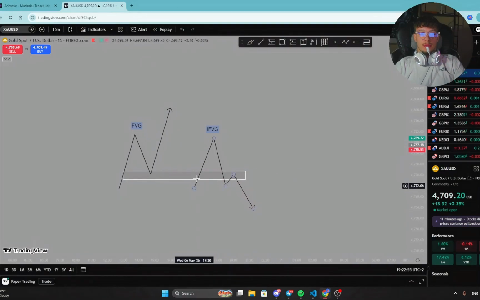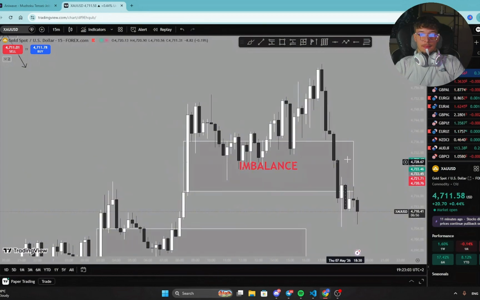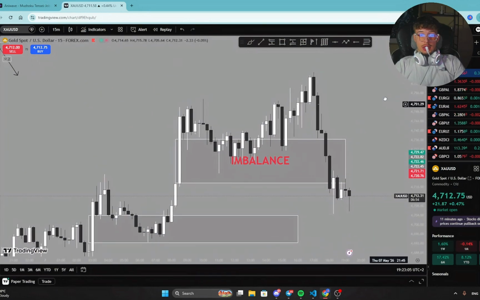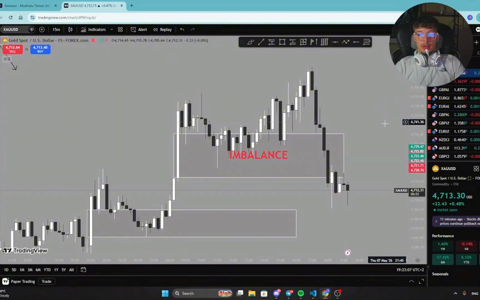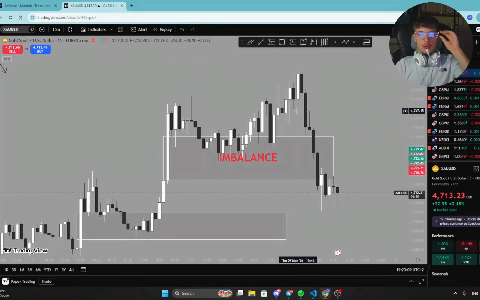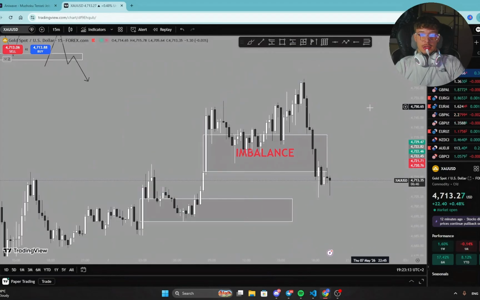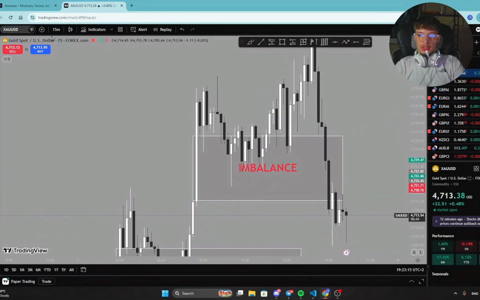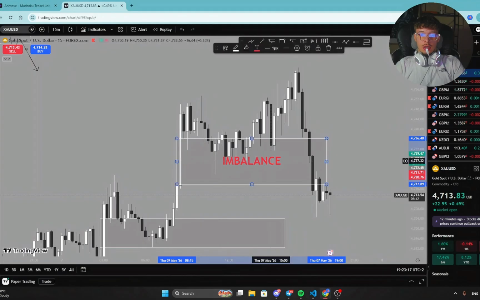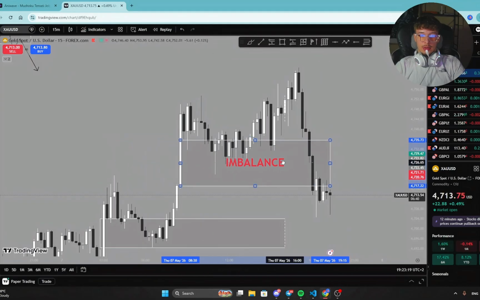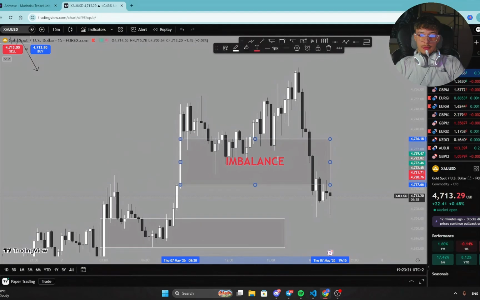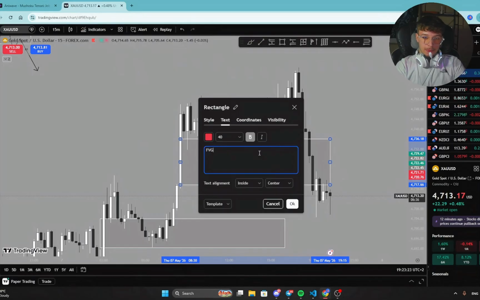So we made the fair value gap, went down, closed below it, went back into it, and that's your inverse fair value gap. This example right here is really good because it showcases both fair value gap and inverse fair value gap at their best. As you can see, this is our normal imbalance, or you may call it fair value gap. So, FVG.